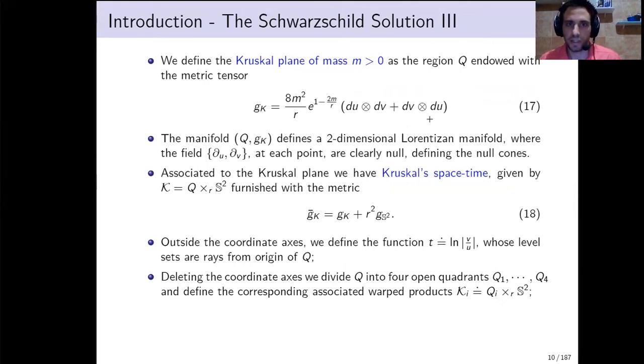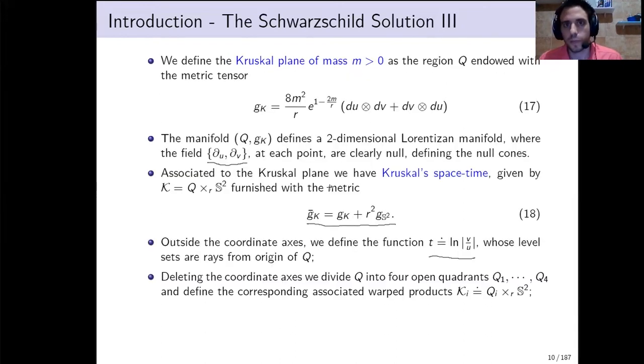And one can readily check here that this represents a two-dimensional Lorentzian manifold, and it is direct to see that these two vector fields at each point are clearly null when one applies them here. And so they define the null cones of this two-dimensional Lorentzian manifold. And therefore, we can associate the Kruskal spacetime, and that is going to be given by the warped product of this region Q with the unit sphere. So this is the metric that we associate with the Kruskal spacetime. Also, outside the coordinate axis, we define this time function, and the level sets are easily seen to be rays starting from the origin of Q. And therefore, the idea is to split the region Q into the 4 usual quadrants, Q1, 2, 3, and 4, and then define the corresponding associated warped products of each of these quadrants with the unit 2-sphere. Okay.